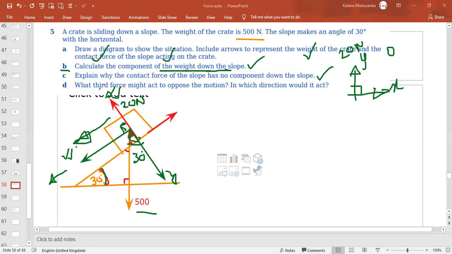What third force might act to oppose the motion? So this is the motion direction, right? It is sliding down. What is the opposite of the motion? The friction force. In which direction would it act? It is in the opposite direction, as you can see here, right?